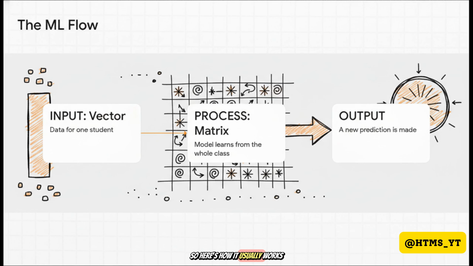So here's how it usually works. The model gets an input, maybe the data for one new student. That's our vector. It then processes that against the patterns it learned from the entire data set, the matrix. And based on all that, it spits out a prediction. It's this really clean, efficient flow from a single point to the whole group and back to a new insight.